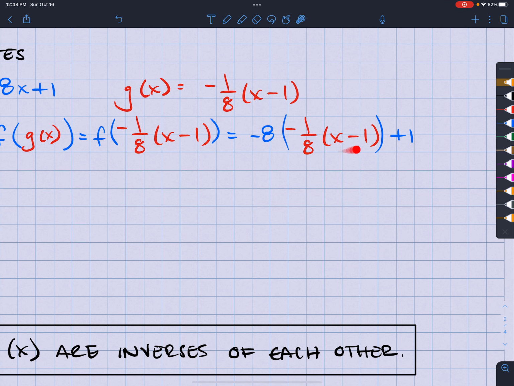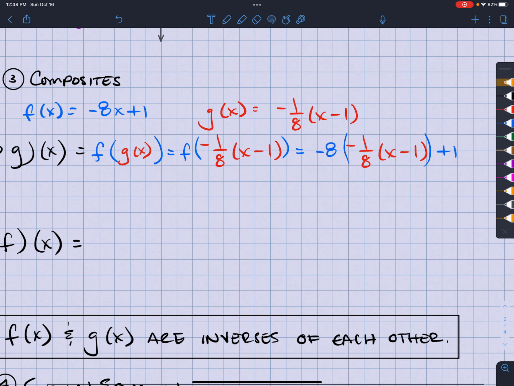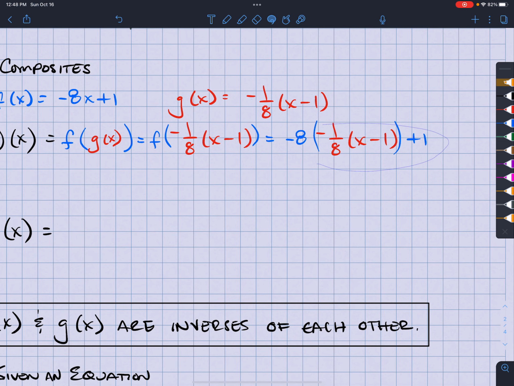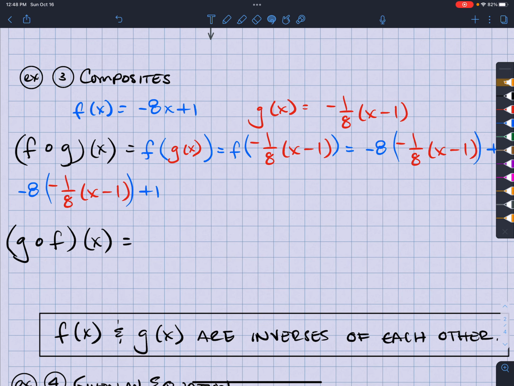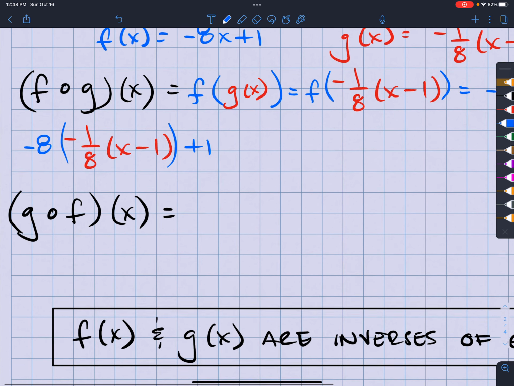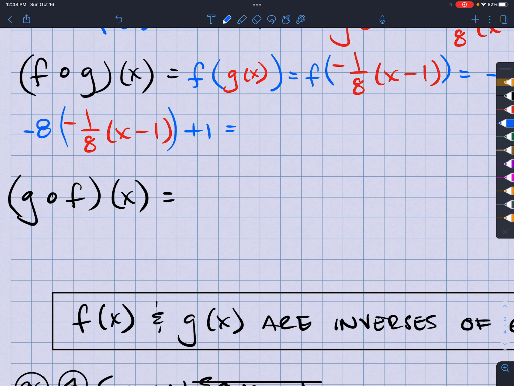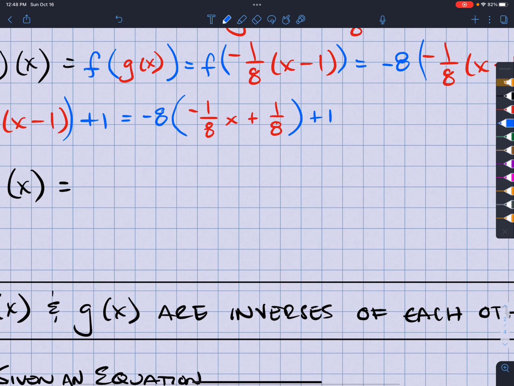So here I can distribute this through. So let's go ahead and distribute that through. Let's bring this down here. All right. So first I'm going to distribute that through. So I'm going to have -8 parentheses. The red is now going to be what? Negative 1/8 x plus 1/8 plus 1. Okay. So what's that going to equal to?